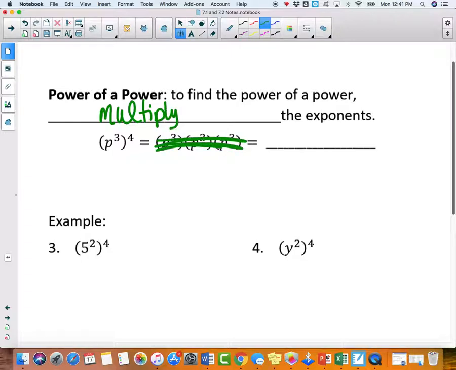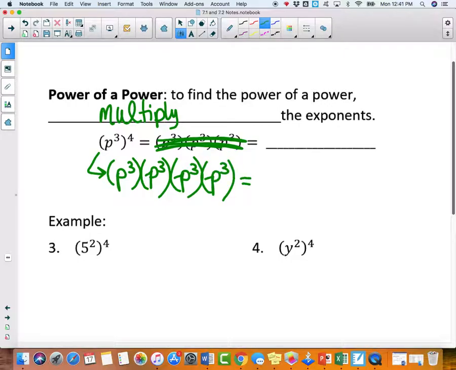This is a typo here. So p cubed raised to the 4th power is the same thing as p cubed times p cubed times p cubed times p cubed, which, using the rule that we just learned, when the base is the same, I add the exponents, becomes p to the 12th. However, when I take a power and raise it to a power, I can actually just multiply the exponents. 3 times 4 is 12. So it doesn't matter how I get to it, but I will get the same answer.